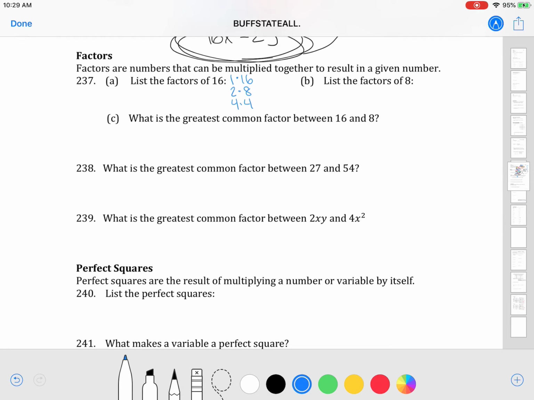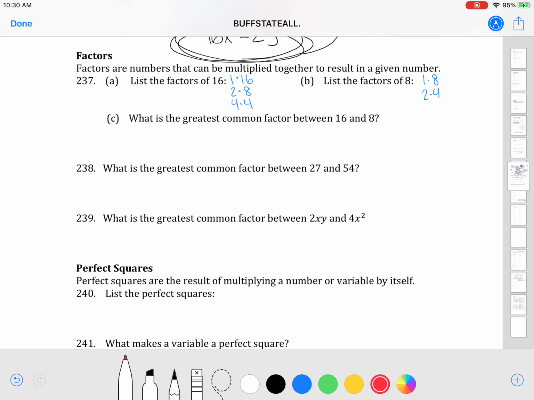All right, part B, kind of the same idea, but list the factors of 8. Again, try and keep yourself organized. I always start at 1 and then just work my way up. So 1 times 8 and 2 times 4 are my only factors of 8. Yes, I know that 4 times 2 and 8 times 1 also work. If you flip-flop those, you don't need to list them. It's still the same numbers you're essentially listing.